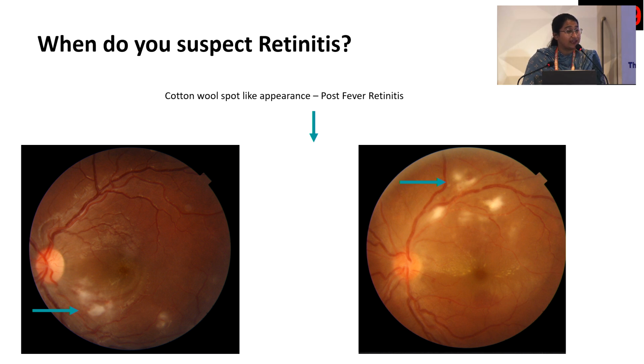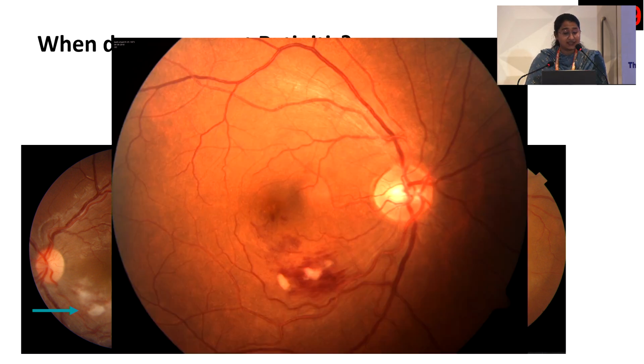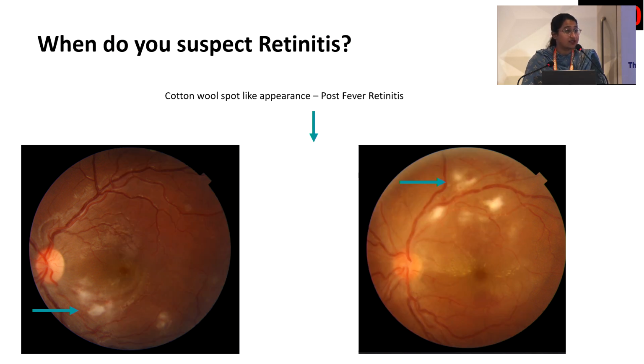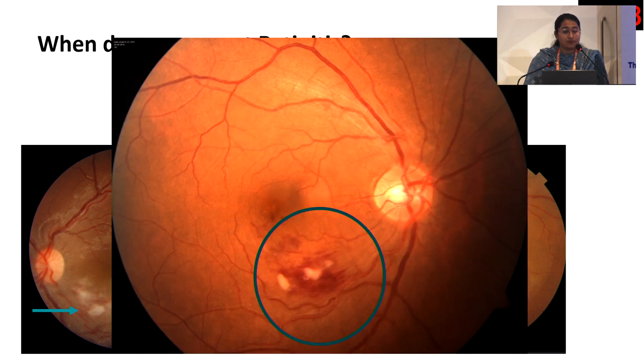associated with overlying inflammation, some thickening of the retina. There is presence of fluid or cystic change at the macula. There can be associated hyperemia, whereas in this image, you can see the cotton wool spots are well demarcated. There is some amount of hemorrhage, so this was a case of macular BRVO vis-a-vis a case of post-fever retinitis.